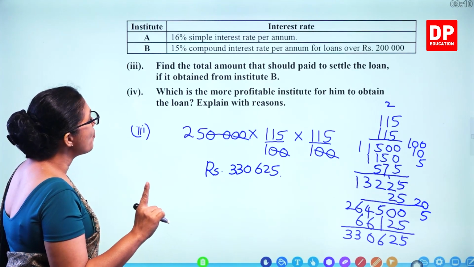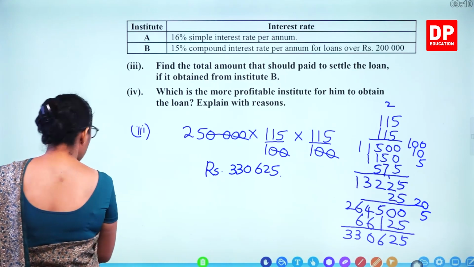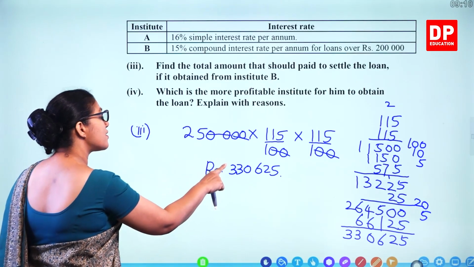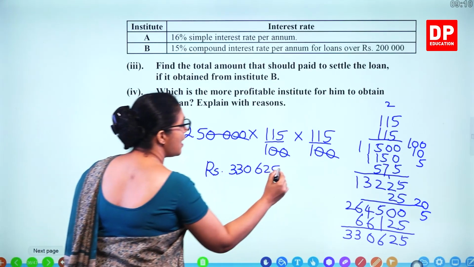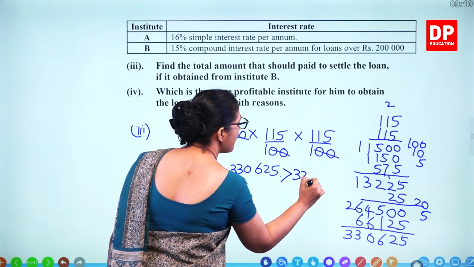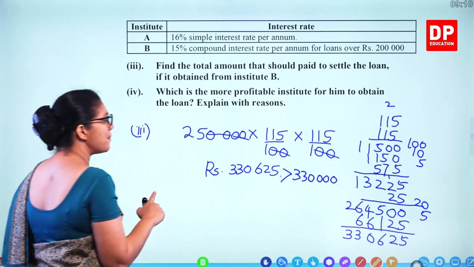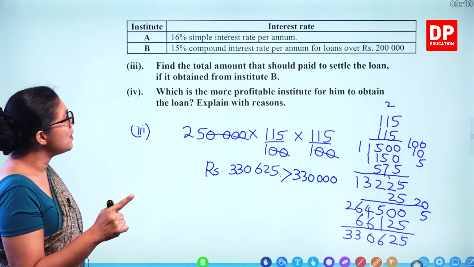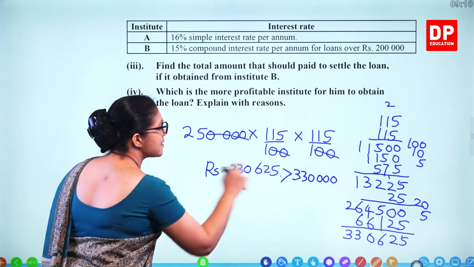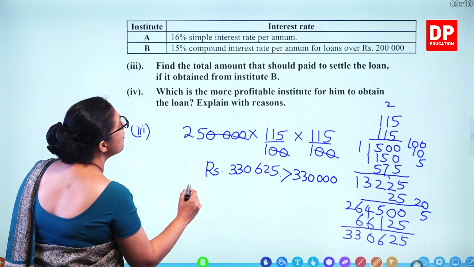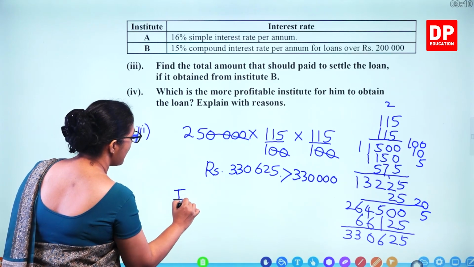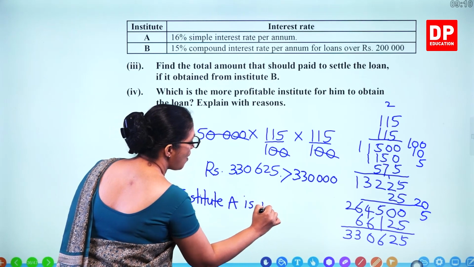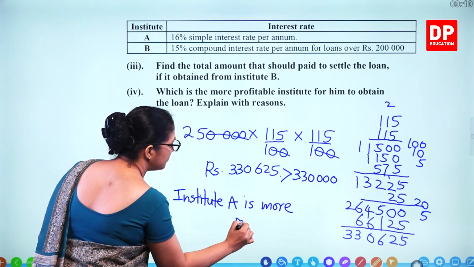Now, which one is more profitable? The previous one, 330,000. This 330,625 is more than 330,000 rupees. So that means Institute A is more profitable because you have to pay less than that. So Institute A is more profitable.